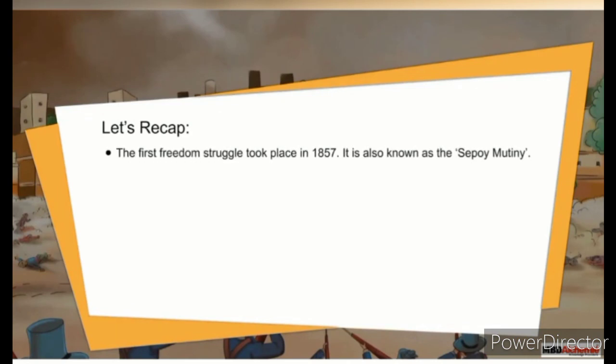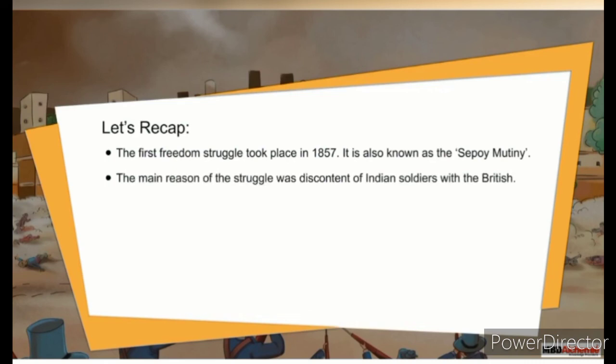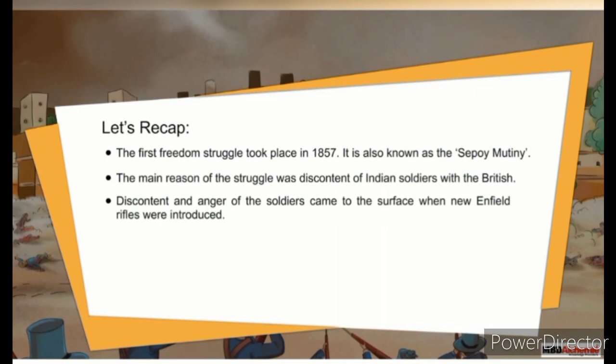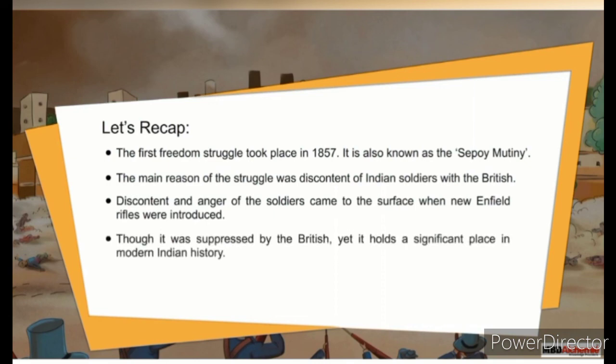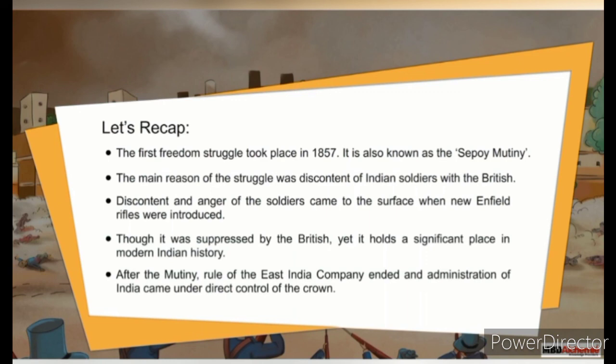Let's recap. The first freedom struggle took place in 1857. It is also known as the Sepoy Mutiny. The main reason of the struggle was the discontent of Indian soldiers with the British. Discontent and anger of the soldiers came to the surface when new Enfield rifles were introduced. Though it was suppressed by the British, yet the revolt holds a significant place in modern Indian history. After the mutiny, the rule of the East India Company ended and the administration of India came under direct control of the Crown.